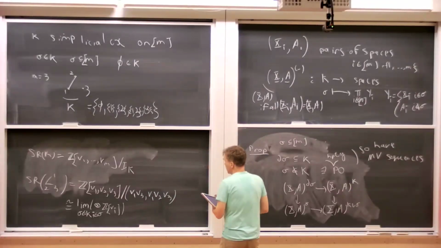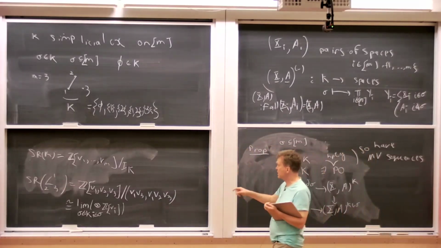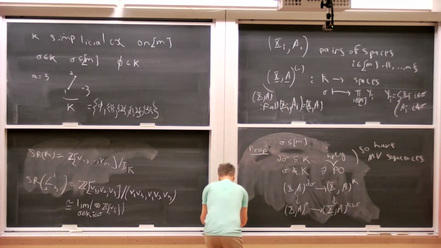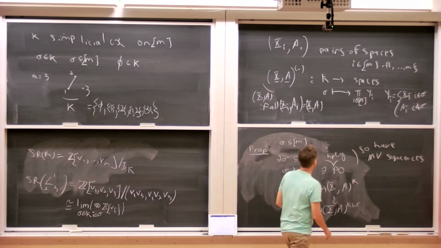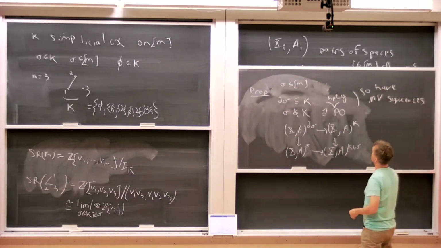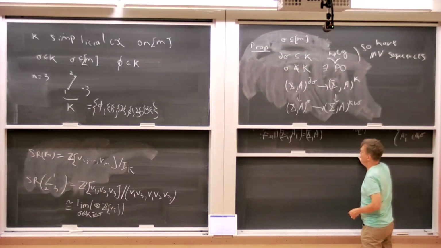Right, so the theorem is actually that the Davis-Januszkiewicz space, its cohomology is SRK. I'll leave this. This is the most important thing, so I'll leave that.